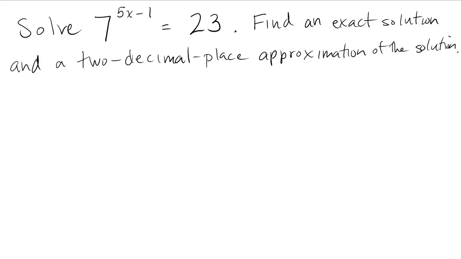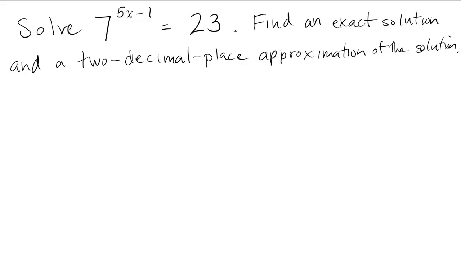This next example is similar to our first example, but I've spiced up the exponent a little bit. It says solve 7 to the 5x minus 1 equals 23. We need to find an exact solution and a 2 decimal place approximation of the solution. Now, one way to approach this problem is to rewrite it in logarithmic form using log base 7. And there's nothing really wrong with that, especially if you have a calculator that can do log base 7.